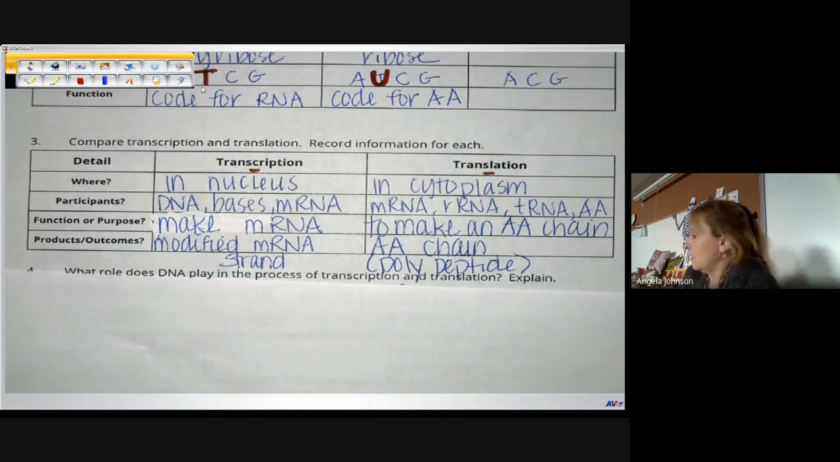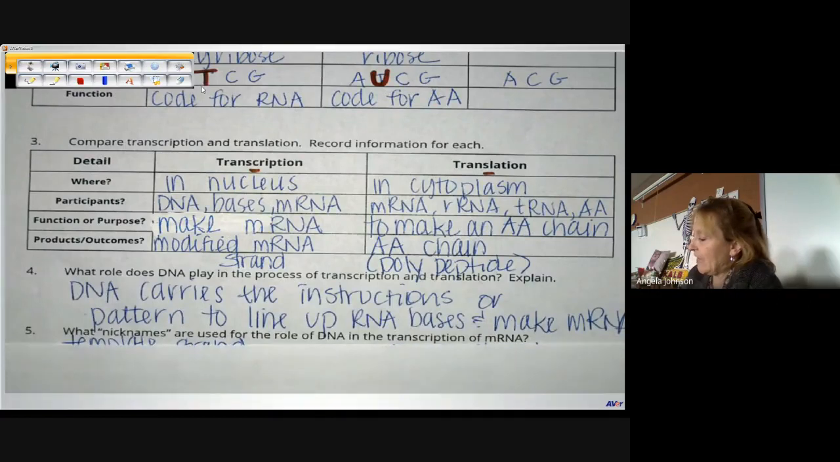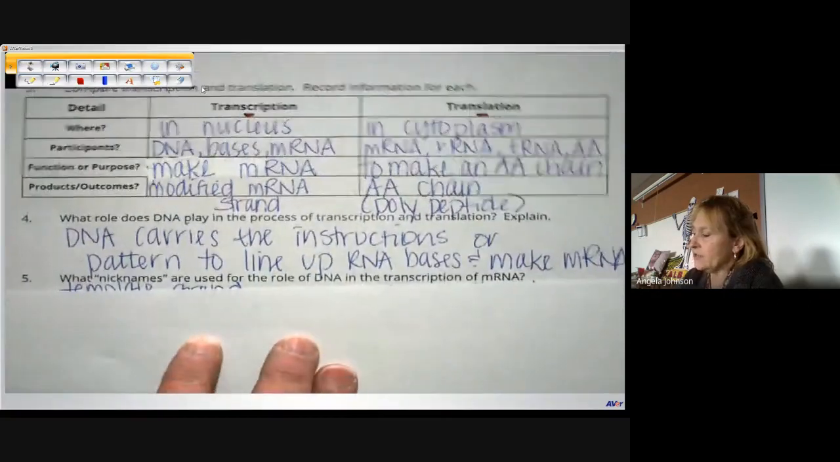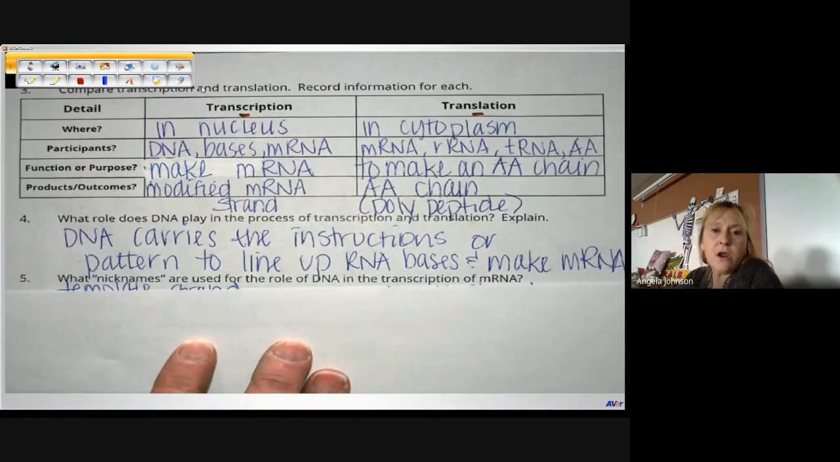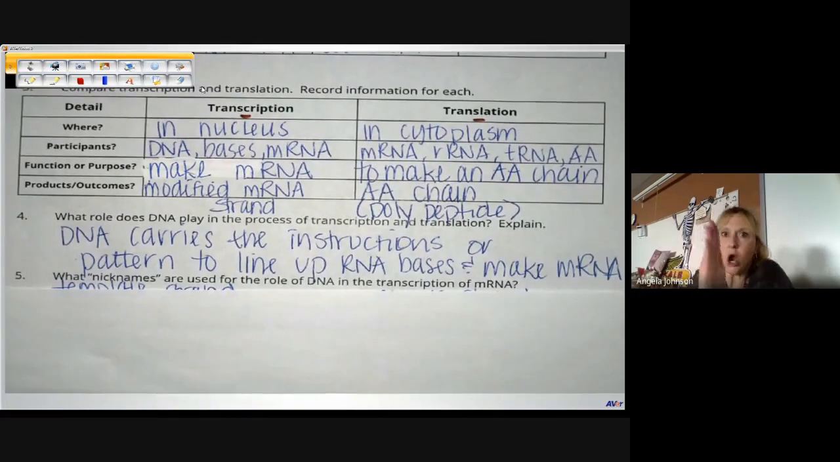Right, what role does DNA play in this? It carries the instructions or the pattern for the order of the RNA bases. And then the RNA bases make the mRNA. And it's going to be according to whatever that cell needs to make. You are not going to copy the entire strand. You're going to copy a portion of it. Just a portion will open up to do this.